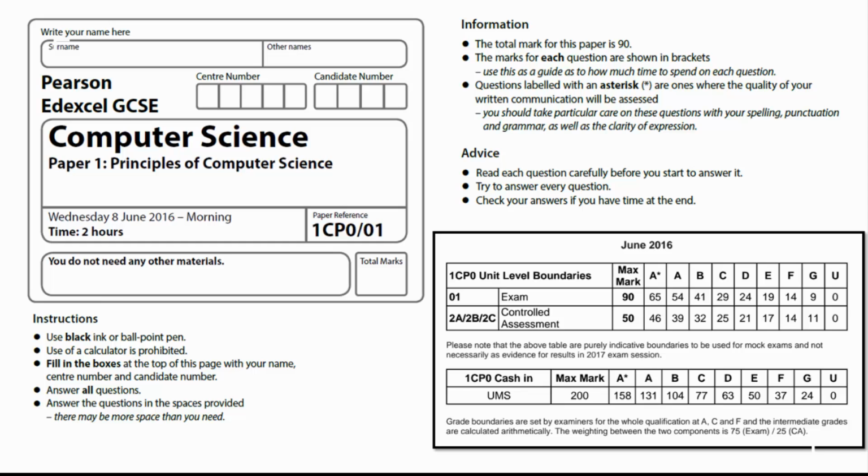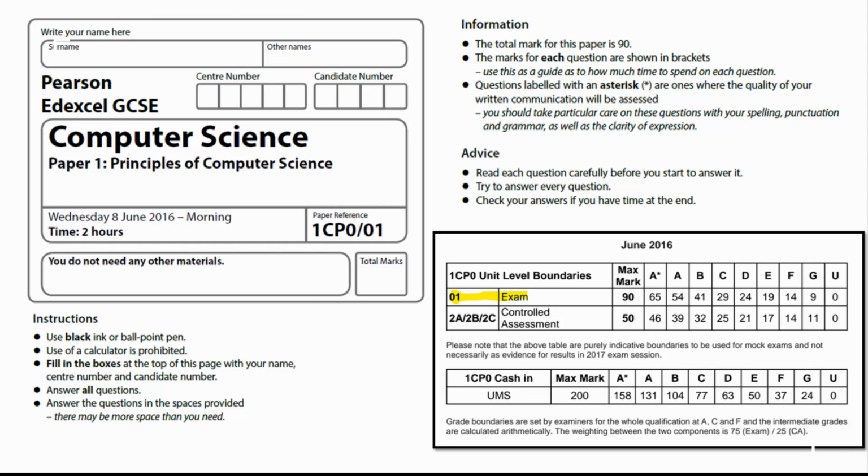These are the grade boundaries here. So these are actually broken down for the exam and the controlled assessment for the 2016 cohort. So tally up your marks and compare them against these grade boundaries, and see what you got. See if that's what you're aiming for.